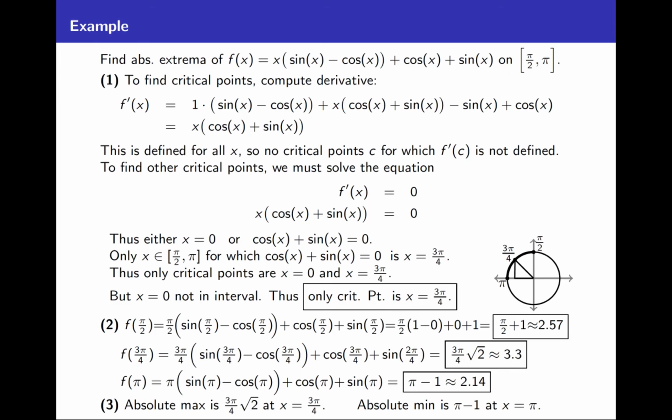So in conclusion, the absolute maximum is 3 pi over 4 root 2, and it happens at x equals 3 pi over 4. Our absolute minimum is pi minus 1, and it happens at x equals pi. And there we go. We've solved our problem, and we've attained the goal that we set out to attain at the beginning of the lecture, at least when we're talking about a function on a closed interval, like in the previous two examples. We have a procedure that finds the maximum and minimum values of those functions.